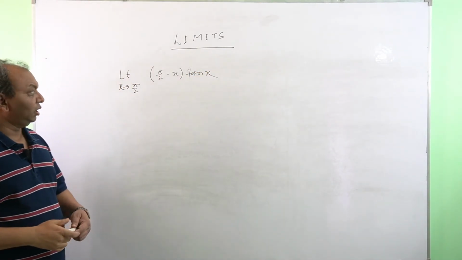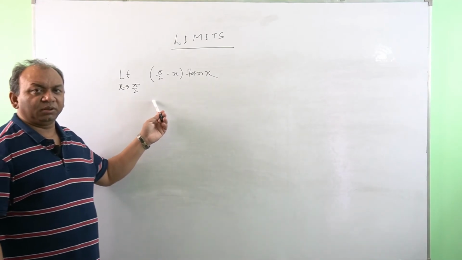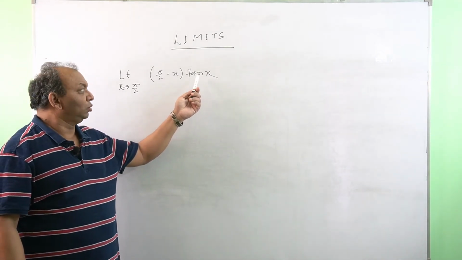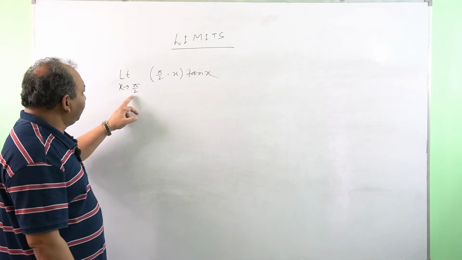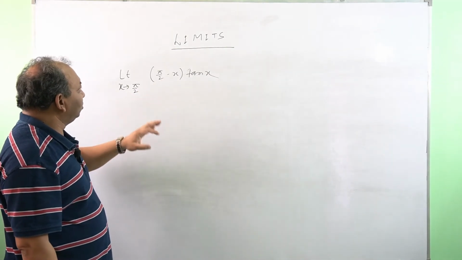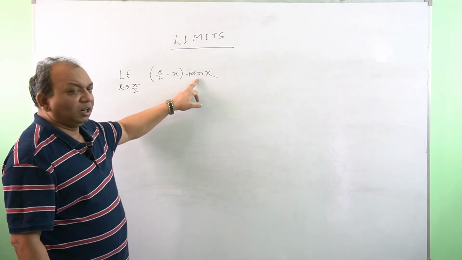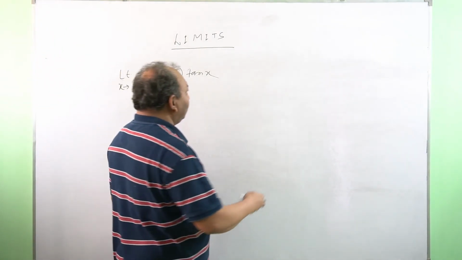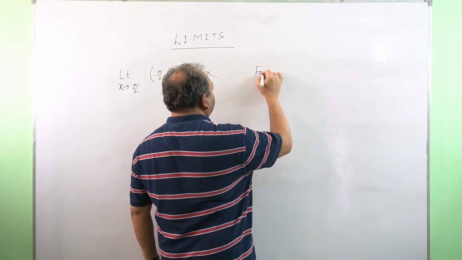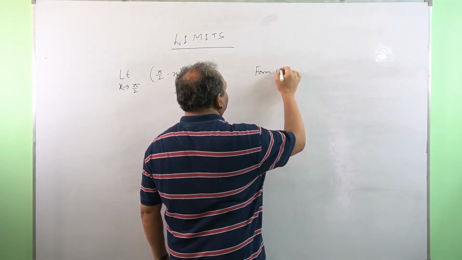The question is limit x tends to pi by 2 of (pi by 2 minus x) into tan x. If we put x equal to pi by 2, then we get (pi by 2 minus pi by 2), which is 0, into tan pi by 2, which is infinity. So the meaningless indeterminate form is 0 into infinity.